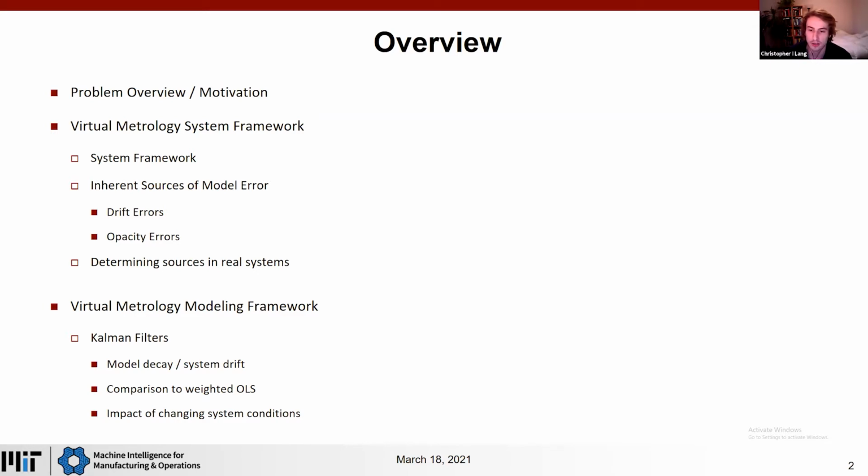And then I'll talk a little bit about how you could figure out which of these sources of error you're suffering from in real systems. For the modeling itself, I'll mostly be looking at Kalman filters, which are a probabilistic way of modeling unobservable variables. In this case, we're going to be looking at the relationship between sensor variables and the output variables that we're trying to model, and we're going to use a Kalman filter to model that relationship.